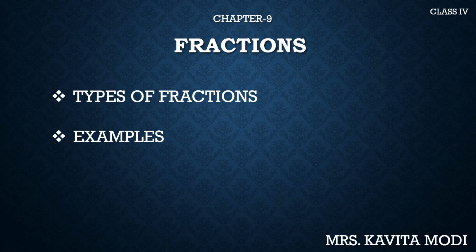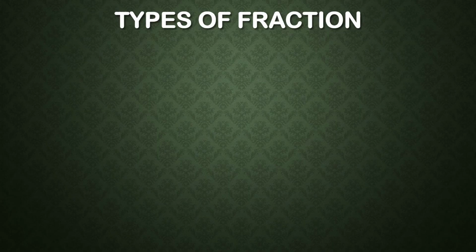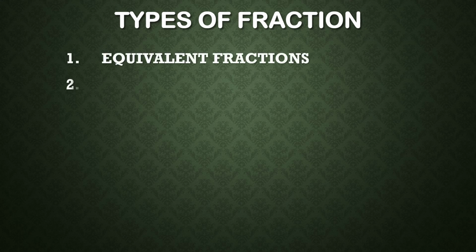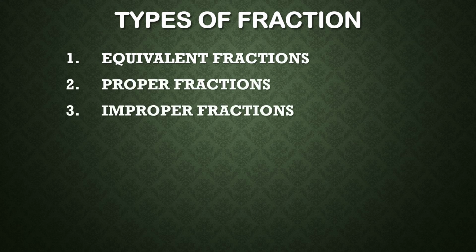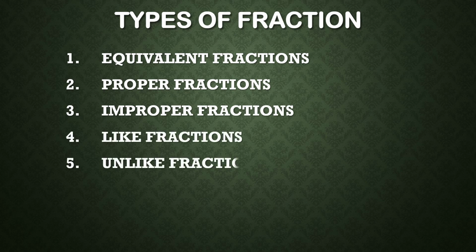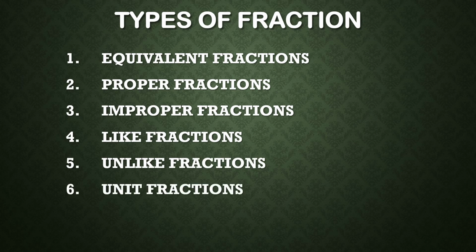Kavita Modi. Today we are going to continue Lesson 9, Fractions. In this chapter, our topics are types of fractions and some examples. Let's start with types of fractions. There are 7 types of fractions. They are number 1, equivalent fractions, number 2, proper fractions, number 3, improper fractions, number 4, like fractions, number 5, unlike fractions, number 6, unit fractions, and number 7, mixed fractions. Let us study one by one.